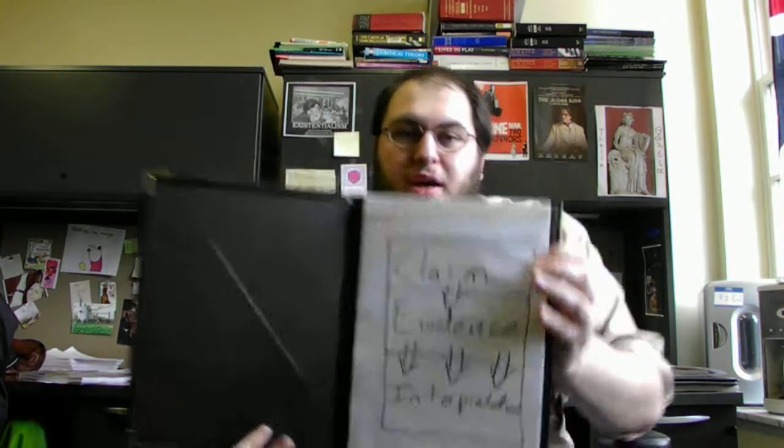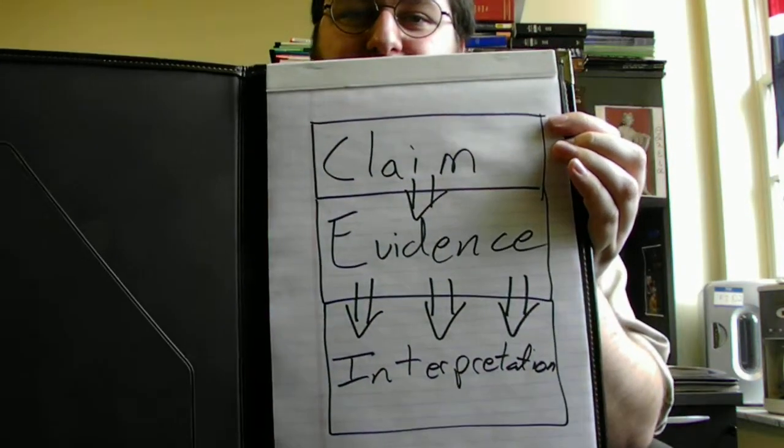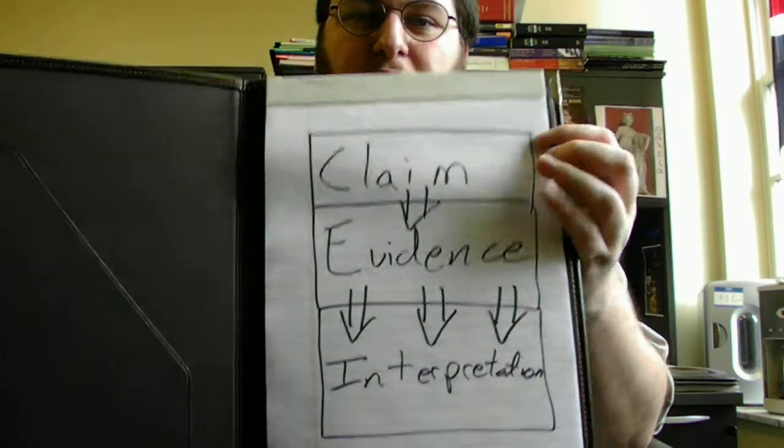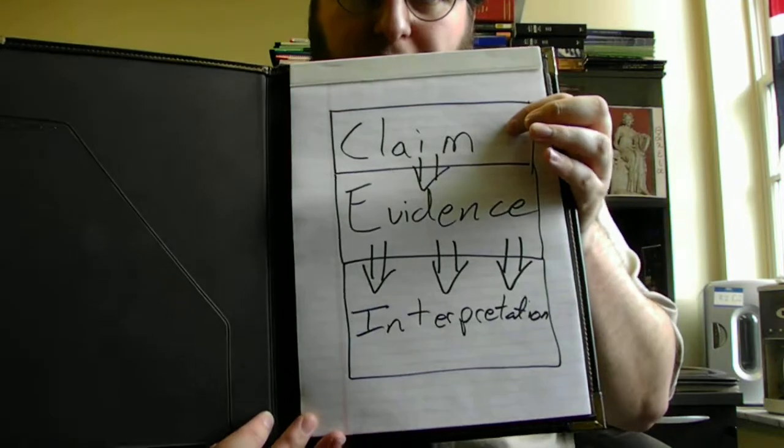Hello. This episode of Writing Notes is going to take you through one of the basic paragraph structures found throughout U.S. rhetoric. That's the claim, evidence, interpretation structure. Now basically, you've got this sort of spatial diagram here. You start out with a claim.